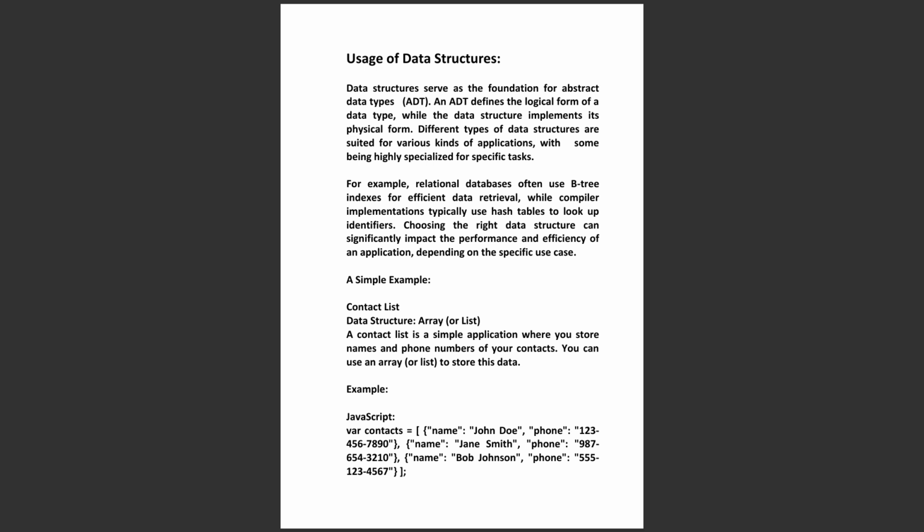If terms like B-trees or hash tables are new to you, let's simplify it with a basic example. Imagine a contact list. In this case, we could use an array or list to store names and phone numbers. In this simple application, the array serves as the data structure. It allows us to organize and retrieve contact information quickly.